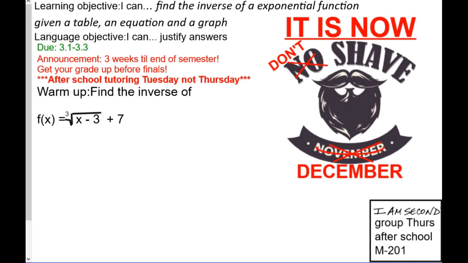Alright, so first step, f of x turns into what letter? Y equals, now what is this called? Cube root. Cube root x minus 3 and then plus 7. Okay, and I'm solving this.